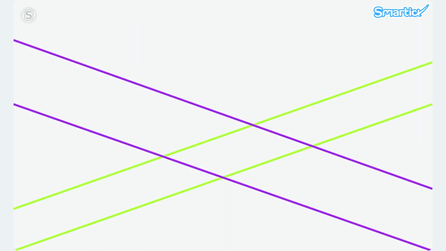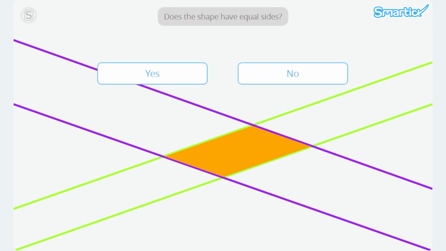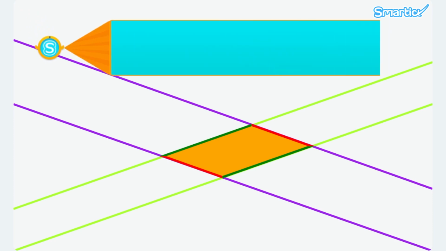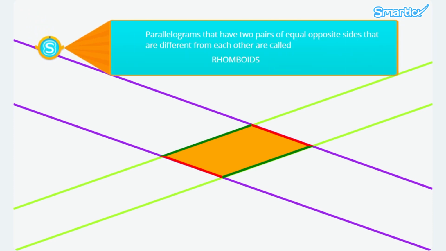Let's take a look at the shape made by the rays from Amy and Eva's laser pointers. Does the shape have equal sides? No, not all of them are equal. Since the rays of each laser pointer aren't separated by the same distance, each one makes two equal but different sides with the other. Parallelograms that have two pairs of equal opposite sides that are different from each other are called rhomboids.